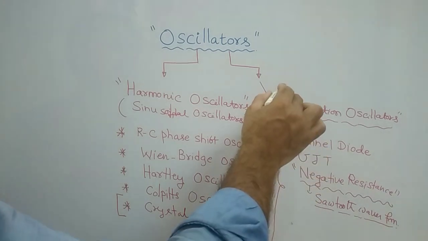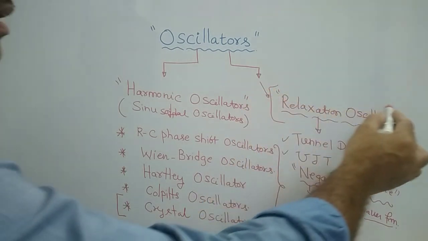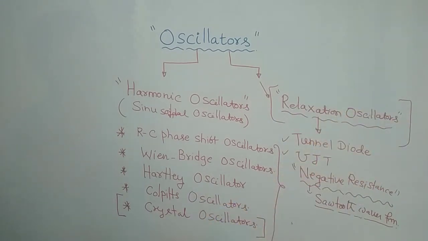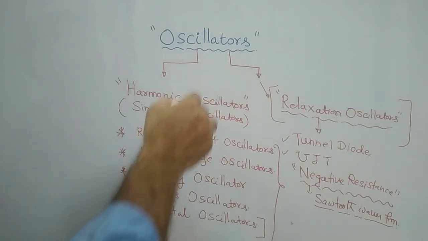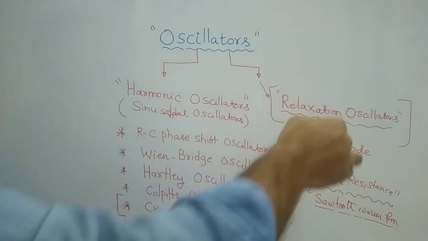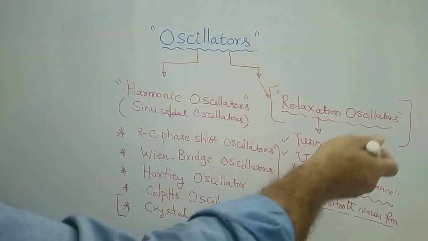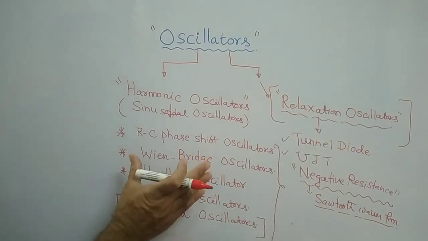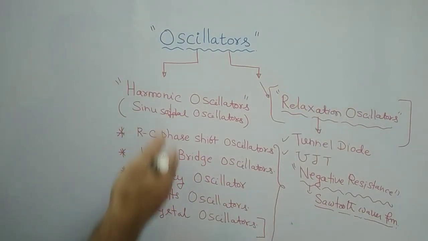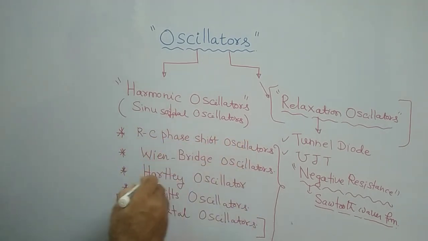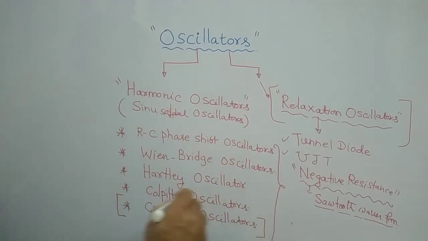The relaxation oscillator will be covered under a separate topic in another subject, so in this topic we will not consider it. But here our focus of interest is these oscillators: RC phase shift oscillator, Wien bridge oscillator, Hartley oscillator, Colpitts oscillator, and then the special type of oscillator, the crystal oscillator.